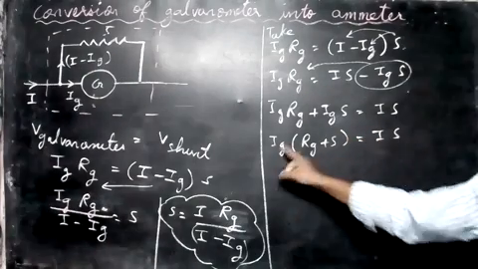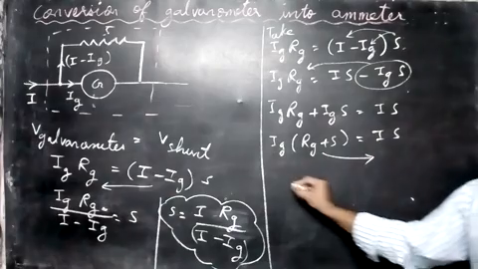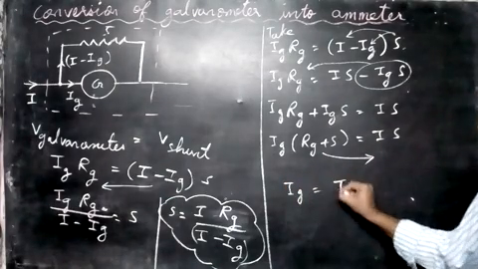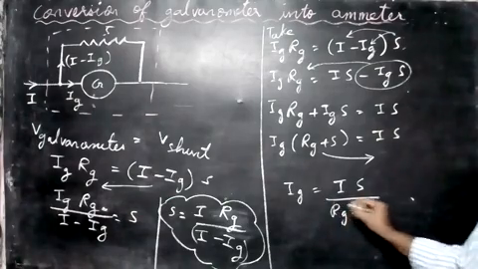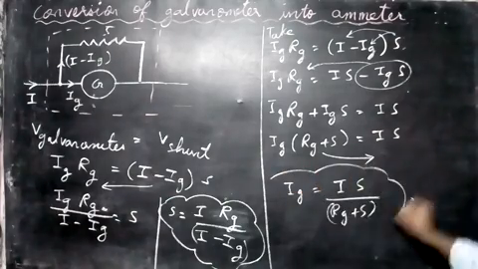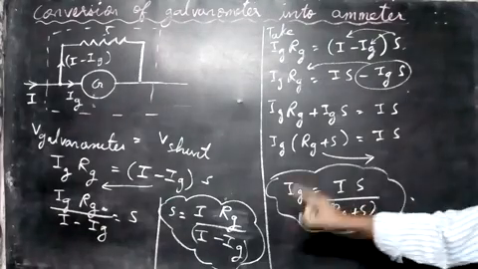Now you must find Ig. So bring this Rg plus S down. So we get Ig is equal to I into S divided by Rg plus S. In this way you can find the current through the galvanometer that produces maximum deflection.